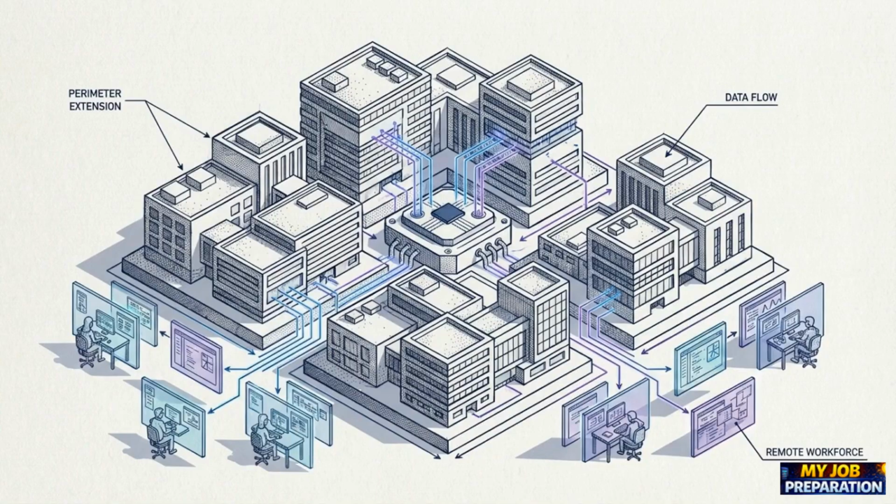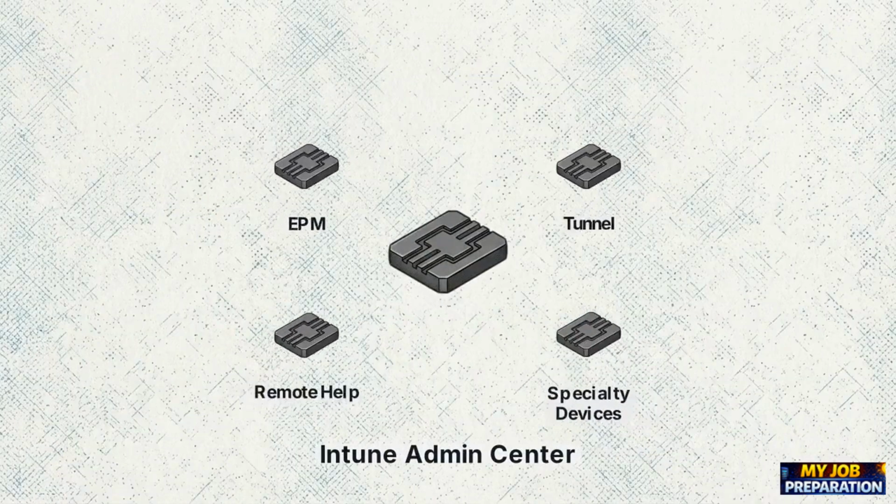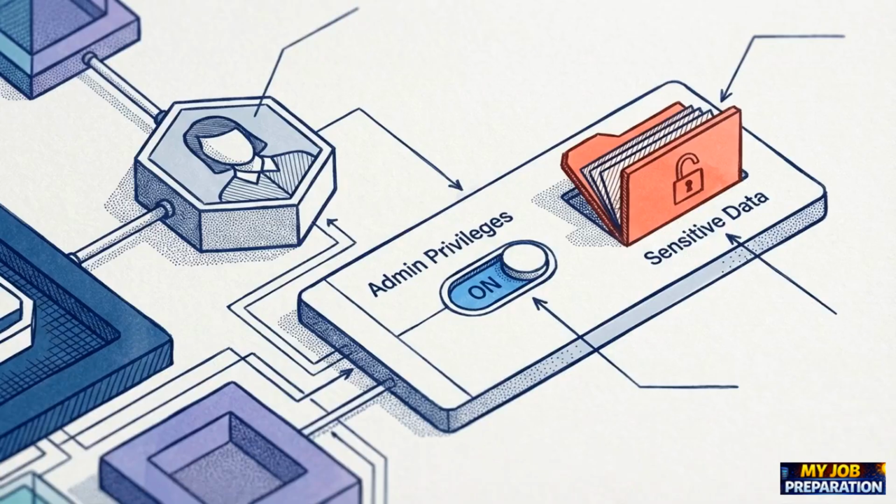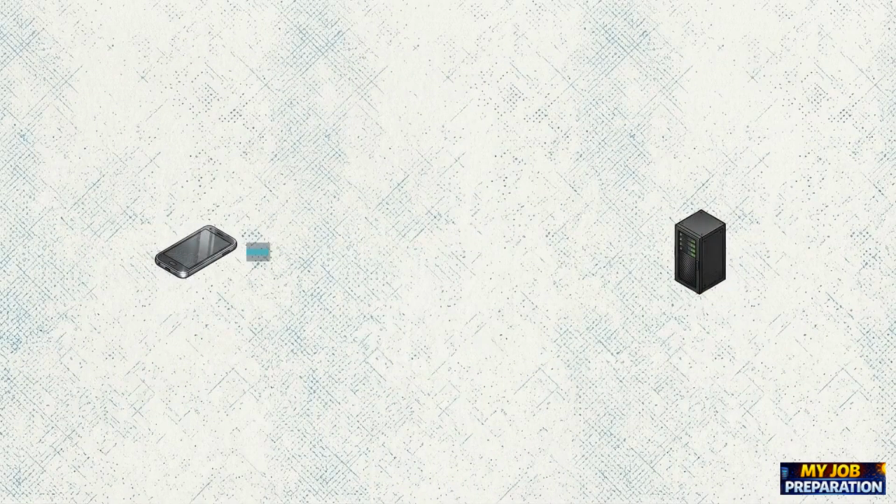Large enterprise environments often require specialized capabilities that go beyond standard device management. The Intune suite provides a collection of add-on expansions designed for these advanced administrative tasks. This includes Endpoint Privilege Management, or EPM, allowing standard users to perform specific tasks requiring elevated permissions. It also includes Microsoft Tunnel, a VPN solution securing application data on devices not fully enrolled in Intune.